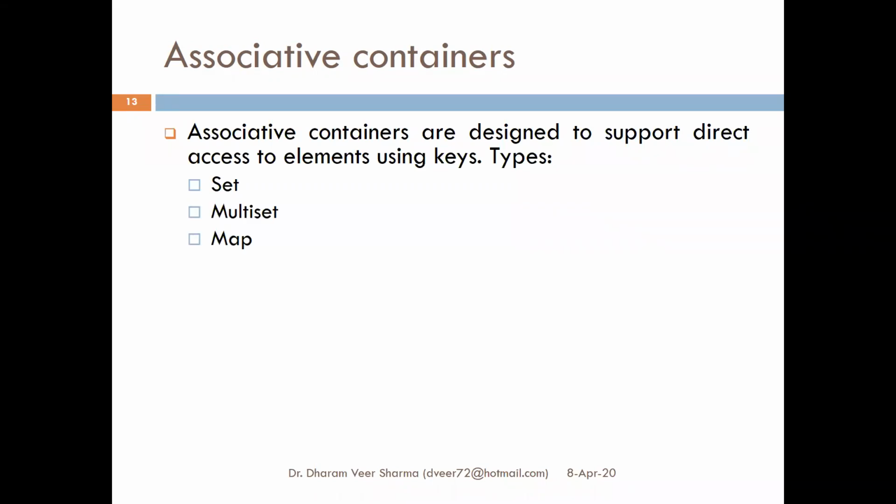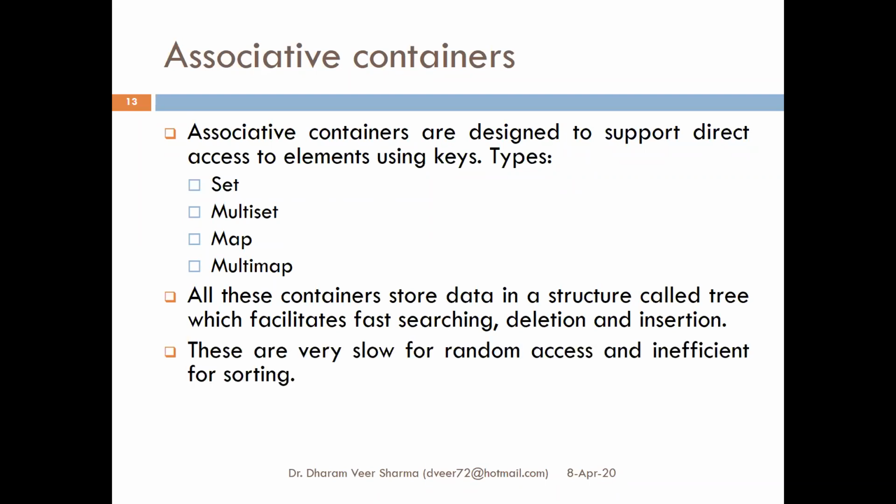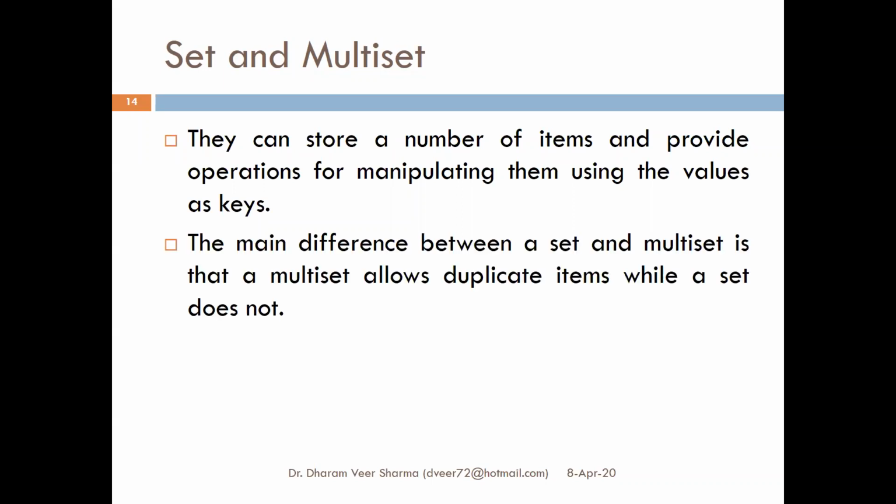There are four different types of associative containers: sets, multisets, maps, and multimaps. All these containers store data in a structure we call a tree, which facilitates fast searching, deletion, and insertion. These are very slow for random access and inefficient for sorting. Random access cannot be applied on these. How are these implemented? With every data item, a key is associated. So using that value of key, we insert, delete, or search the data.